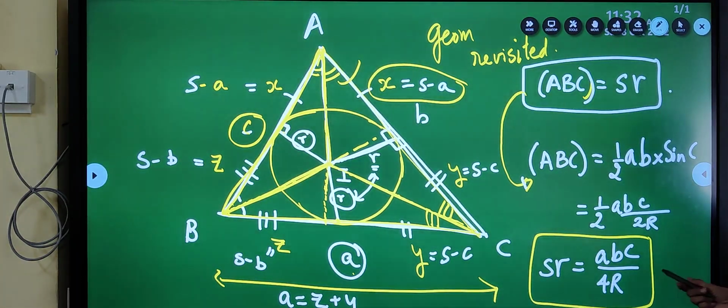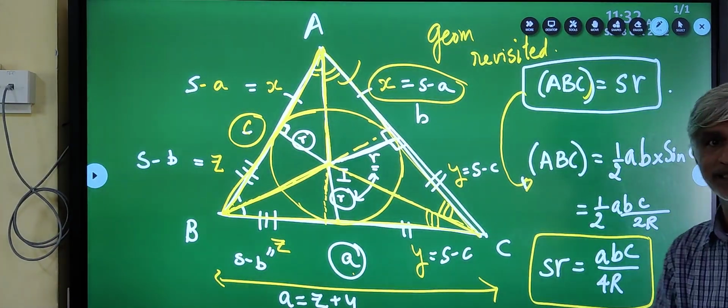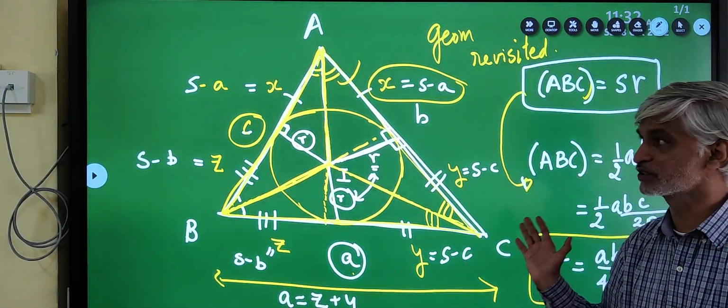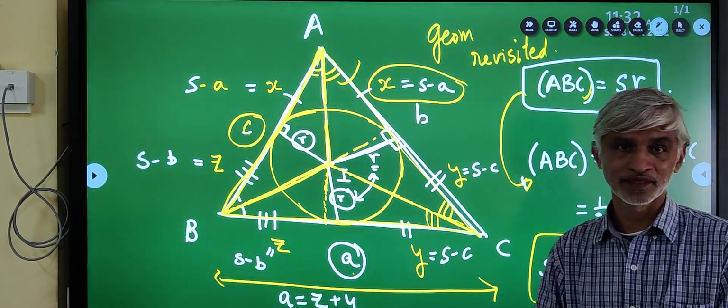So here's another beautiful formula which we get so easily, and with that I think this has also been a quick revision of the formulas we did yesterday, and indeed I would say that this is a good place to stop.